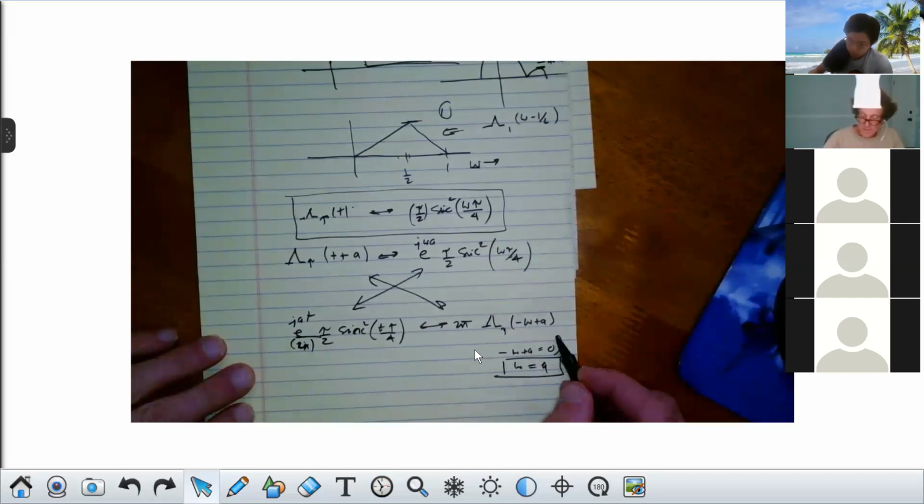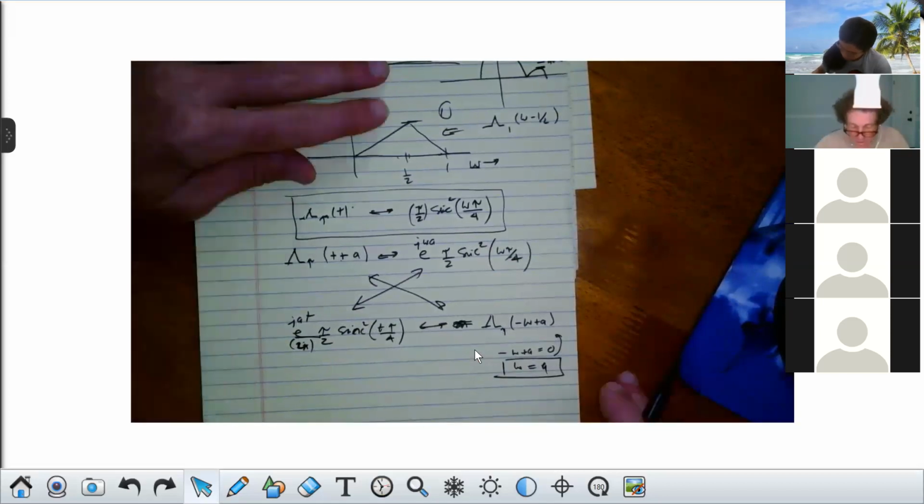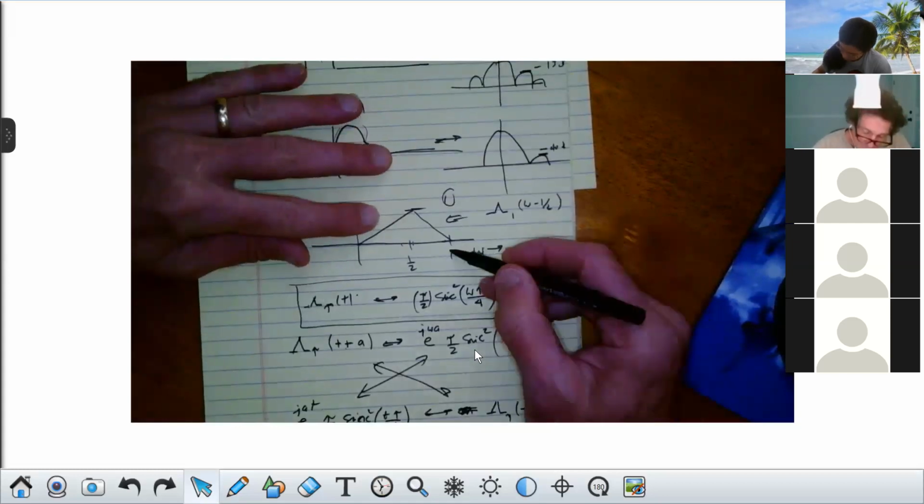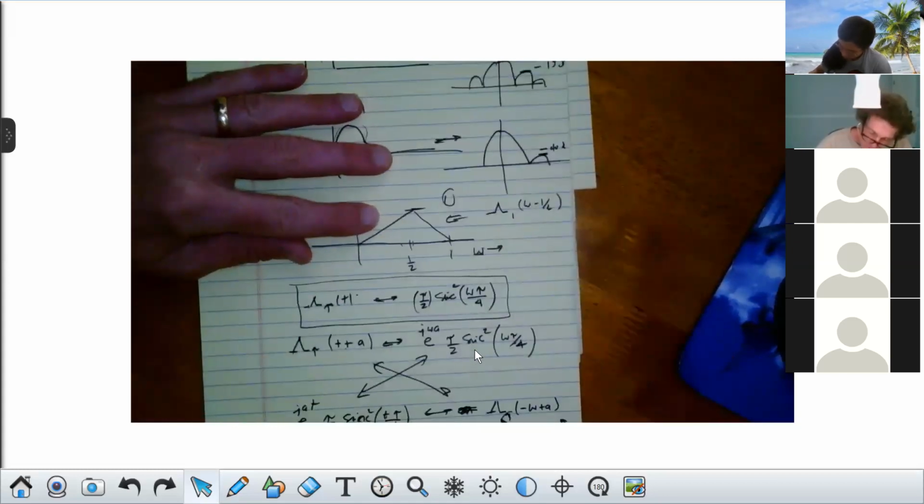So this is centered there. And I have that, right? Now I look at my original function up here. I notice the width is 1, correct? Yes, sir. Cole and Jeffrey and Nick, do you see this? Yes.